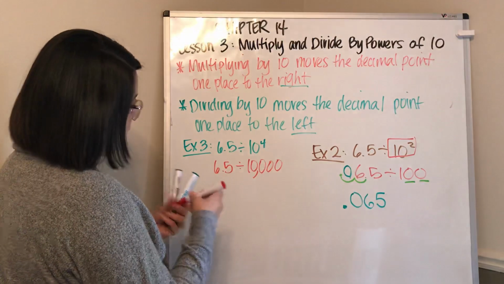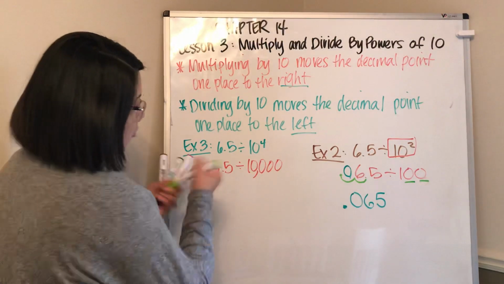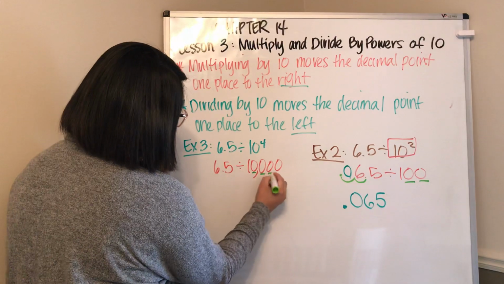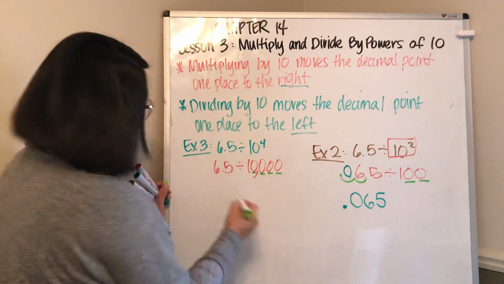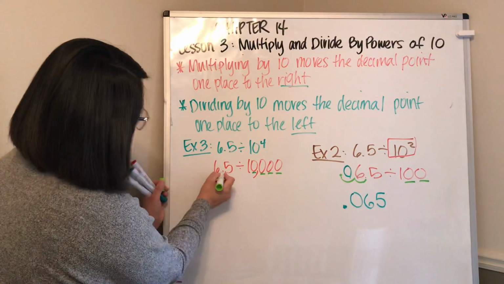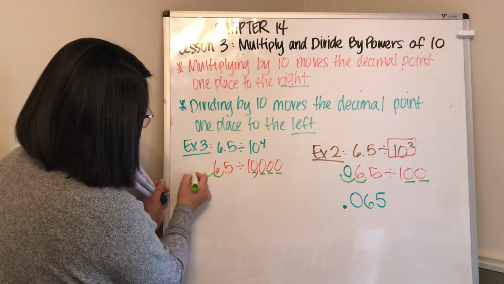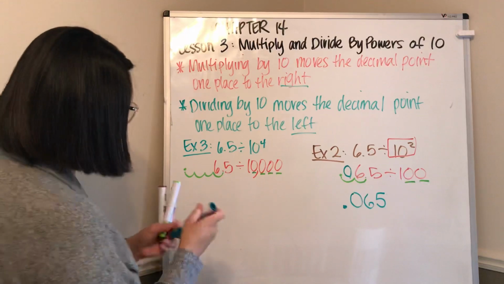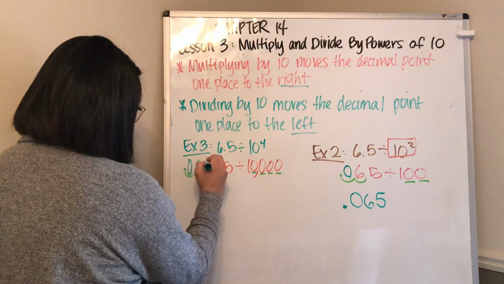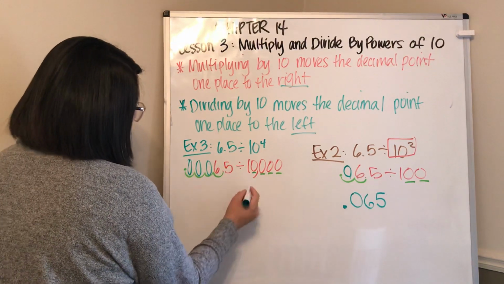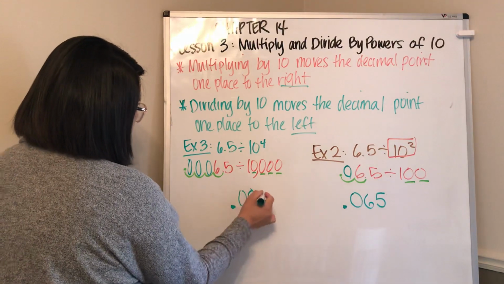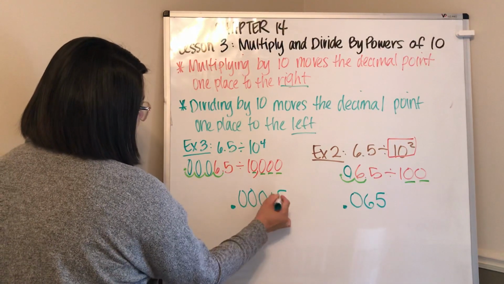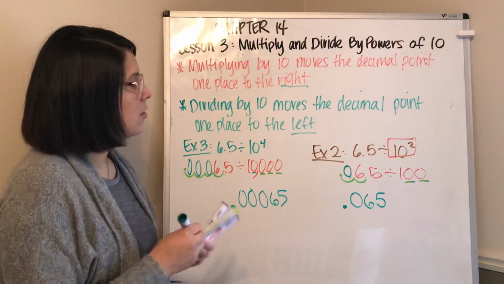Okay, then I need to see, okay, there are 4 zeros. 1, 2, 3, 4. So I'm going to move my decimal point 4 spots. 1, 2, 3, 4. And then what do I put there? My imaginary 0. 0, 0, 0. So my answer is going to be 0.00065.